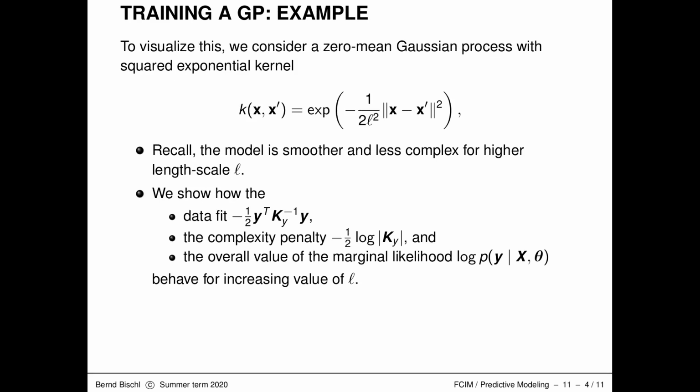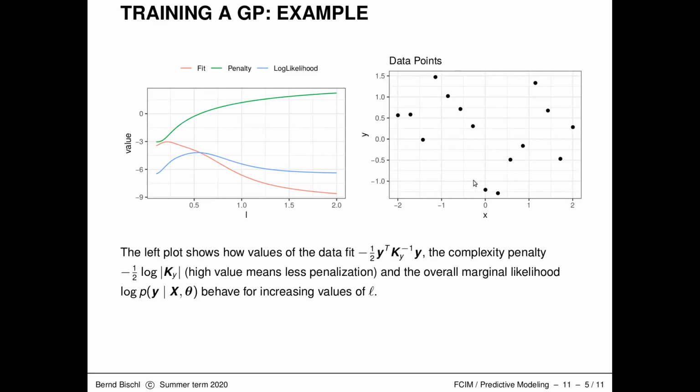Now, to visualize this, so we get a better understanding of this quite complex log likelihood function, I will now consider a zero mean Gaussian process with a squared exponential kernel and a simple scalar length scale parameter L, so I can visualize this nicely in a 1D plot. And I will now show how the data fit, the complexity penalty, and also the overall value of the marginal likelihood develop if we change the value of L. So on the right hand side here I visualized a typical simple toy example for Gaussian process regression with a univariate x and our normal real valued regression outcome y.